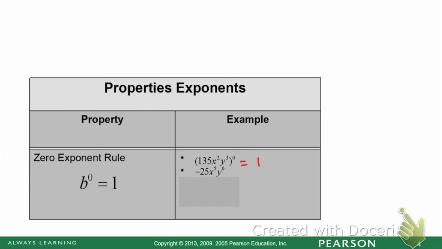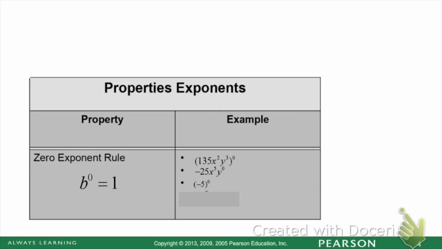This next one's a little different. It's not in parentheses. So the only thing being raised to the zero power is this y. Everything else gets left alone. So the negative 25 stays, the x to the fifth stays. It's just y to the zero power turns into 1. So that's really just negative 25 x to the fifth. That's your final answer.